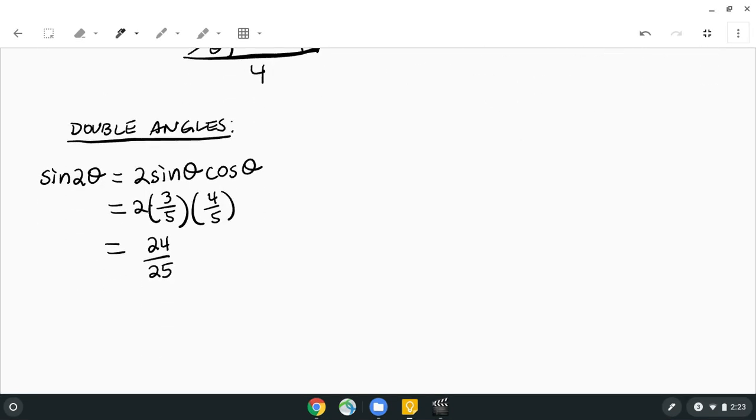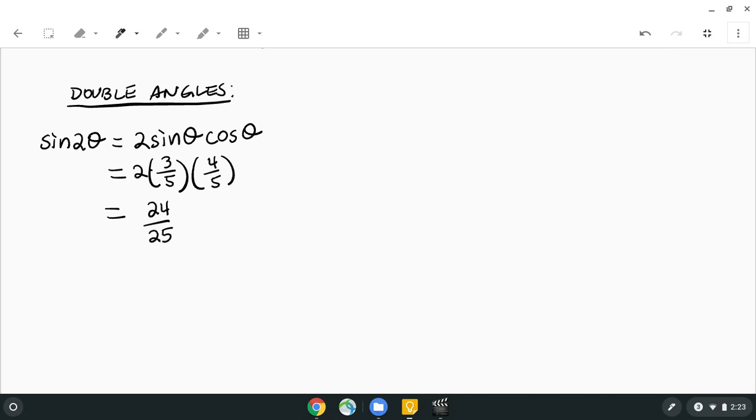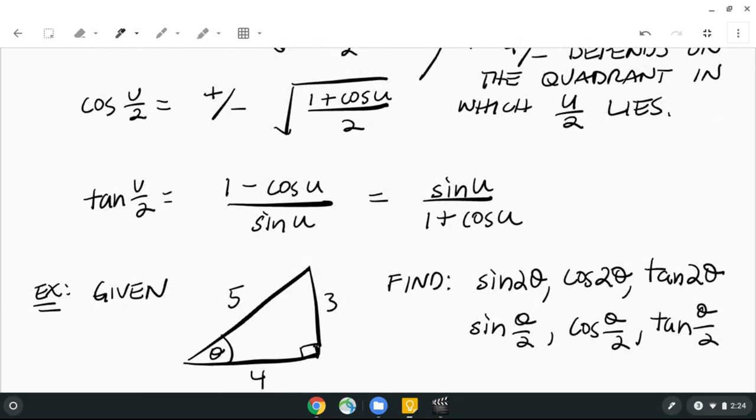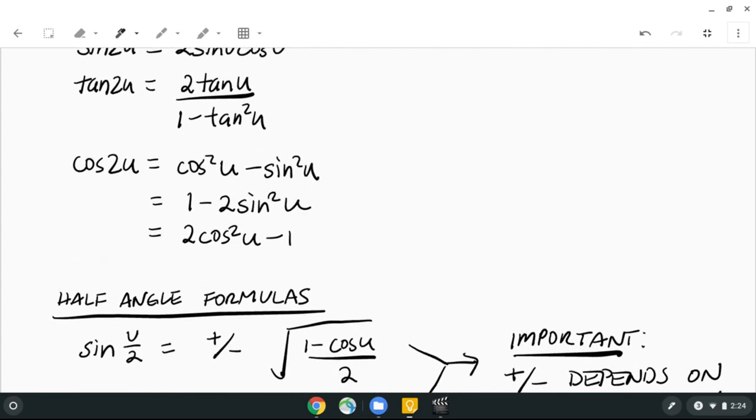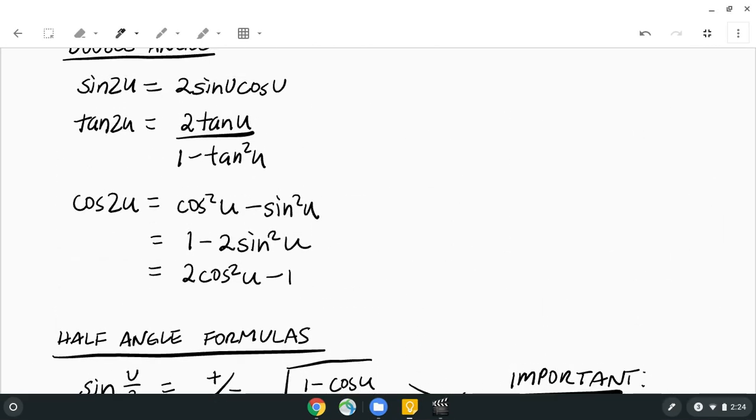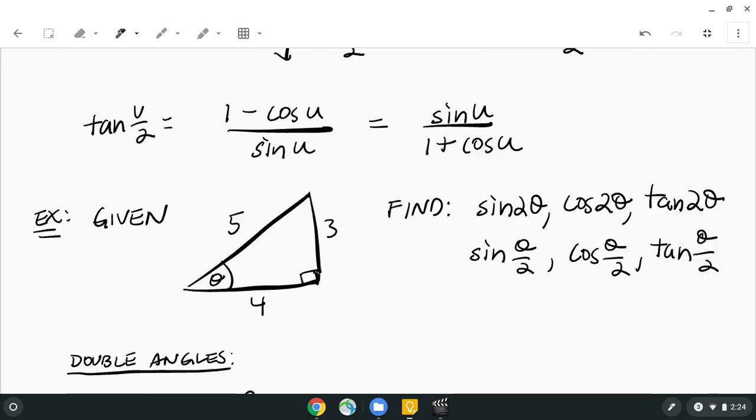Okay, let's do cosine double angle. If we look at the formula at the very beginning of your notes, we have 3 choices there, I think. Let's take a look. So cosine, we've got those 3 choices. I know what cosine and sine are off of my right triangle, so I'm just going to use that first one. Again, it doesn't matter.